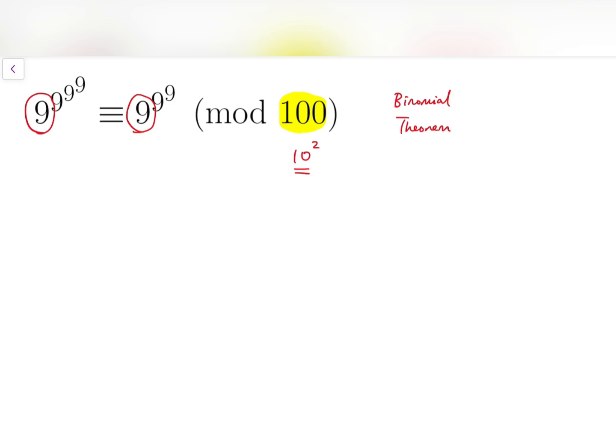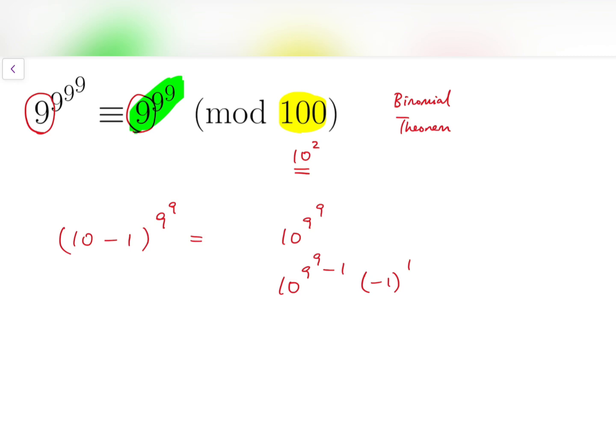To do this, I'm going to start off with a slightly easier example, just 9 to the power 9 to the power 9, this one. I'm going to rewrite that as 10 minus 1 all to the power 9 to the power 9, and I'm going to expand it with the Binomial Theorem. So as we know, we start off with 10 to the power 9 to the power 9, and then the exponent of 10 goes down by 1, while the exponent of minus 1 goes up by 1.